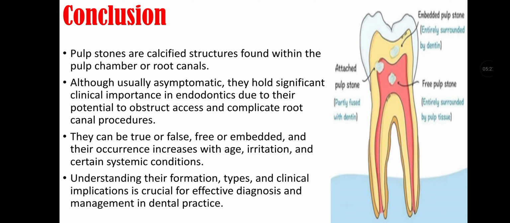Conclusion of this lecture video. Pulp stones are calcified structure formed within the pulp chamber or root canals. Although usually asymptomatic, they hold significant clinical importance in endodontics due to their potential to obstruct access and complicate root canal procedures. They can be true or false, free or embedded, and their occurrence increase with age, irritation, and certain systemic condition. Understanding their formation, types, and clinical implication is crucial for effective diagnosis and management in dental practice.